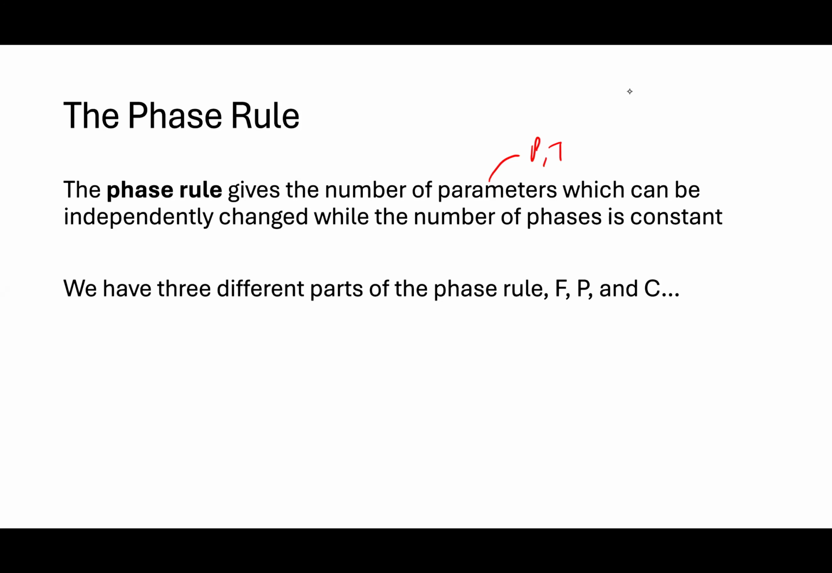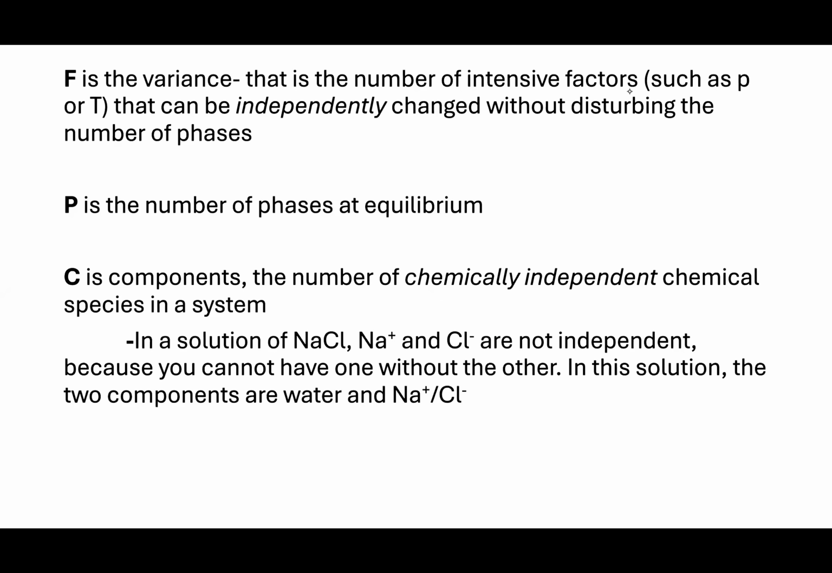So we have three different parts of our phase rule: F, P, and C. F is going to be the variance. It's the number of intensive factors. Remember, intensive means it doesn't matter how much stuff we have. Volume is an extensive factor. Temperature is intensive, pressure is intensive. What else would be intensive? Some other weird stuff like magnetic susceptibility, dipole moment. There's lots of intensive factors.